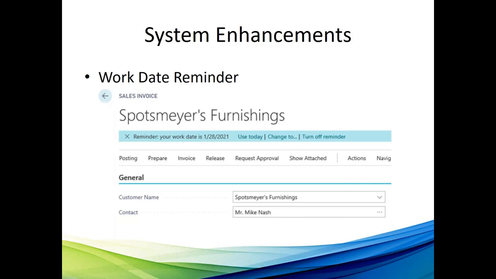I'll set my work date to be last month, but then as I'm doing new entries, maybe I forget and I post them all as last month. Well, this is now just a reminder to say, hey, are you aware that you're not using today's date, and you can switch or turn off that reminder. So it's hopefully just making it easier for your users to avoid accidentally posting something into the wrong date after using a different work date. You can adjust the work date, switch the work date to today, or switch that notification off.